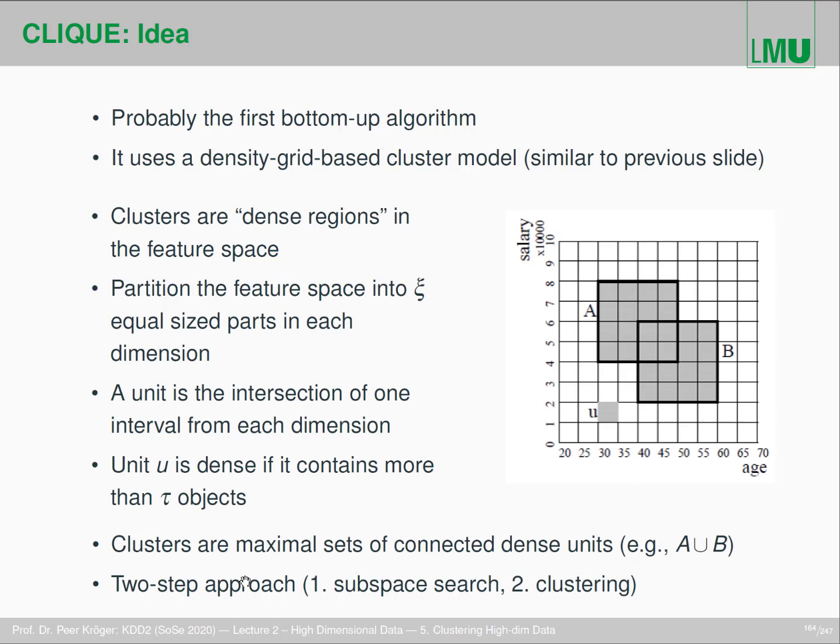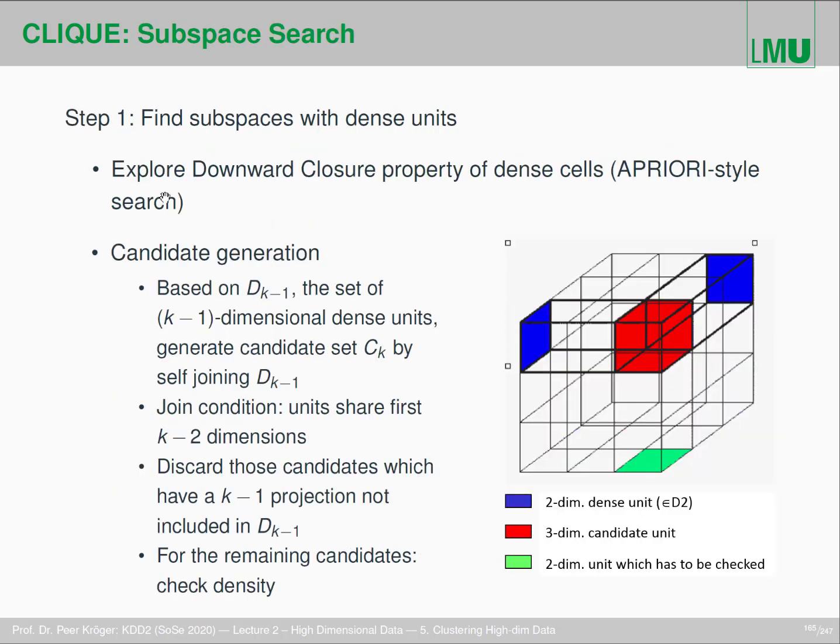So anyway, CLIQUE follows a two-step approach. The first step is subspace search. We'll have a look right away. And the second step is then the clustering. So the first step is finding subspaces, and CLIQUE uses these dense units to do that. So we already explored that dense units implement the downward closure property, so we can use an a priori style search.